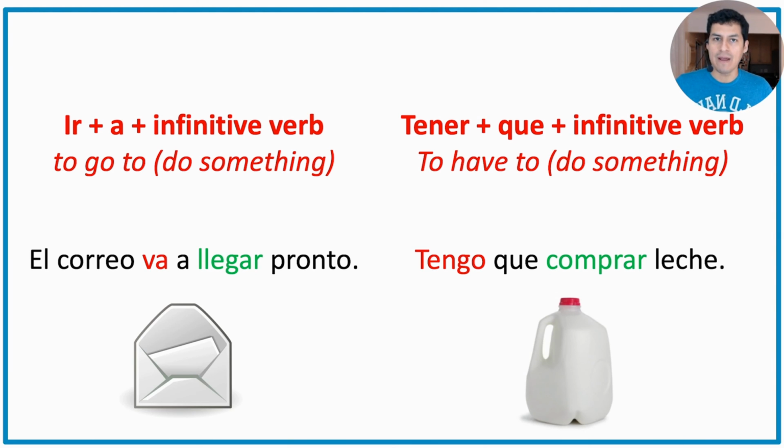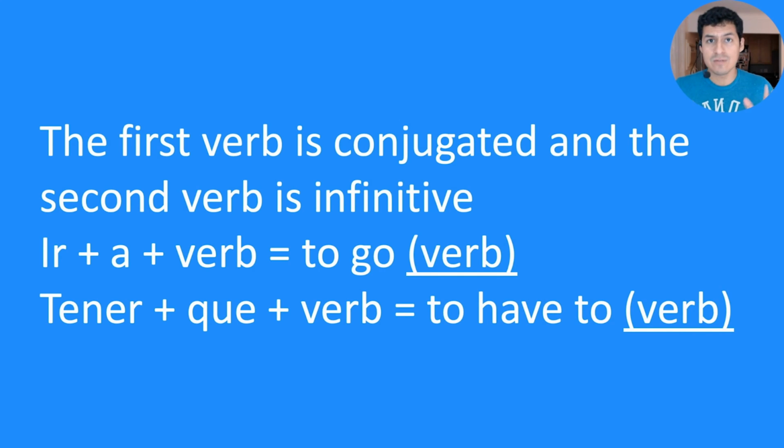Tengo que comprar leche. So, to review, the first verb is always conjugated, and the second verb is infinitive. For every verb except ir and tener, you can use the verbs back to back with no connecting word. Ir is always followed by a, and tener is always followed by que when we use these verbs, ir and tener, with a second verb.